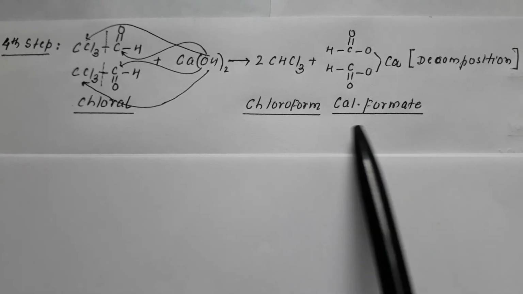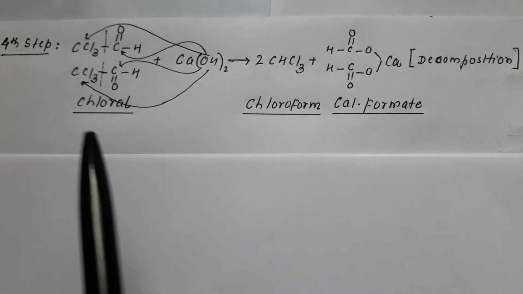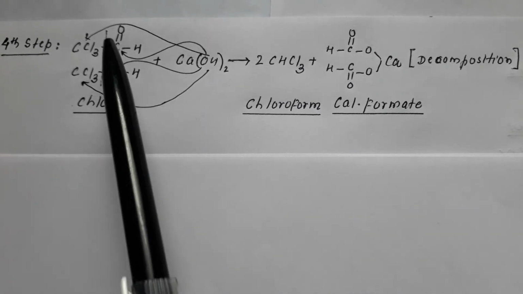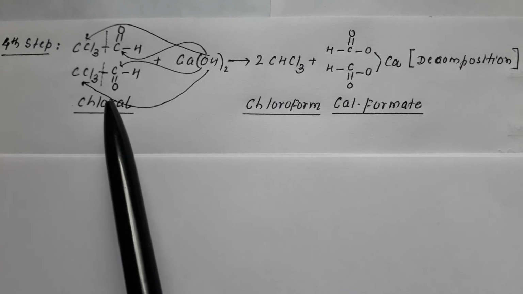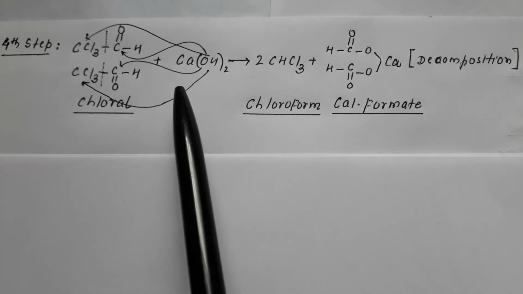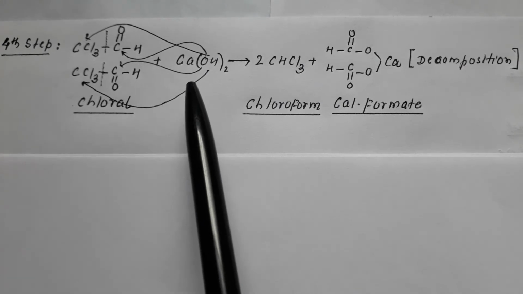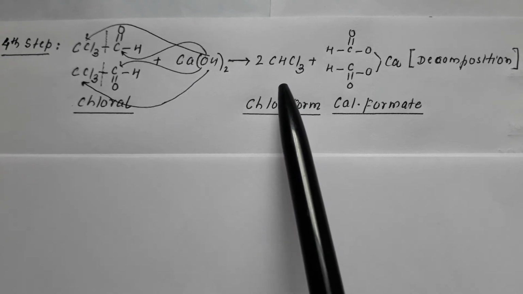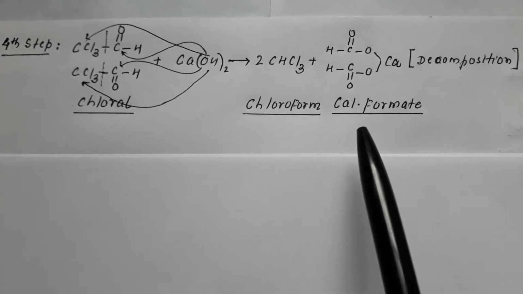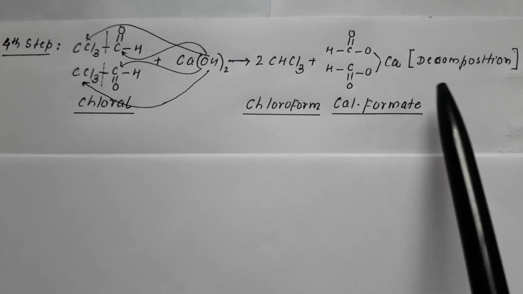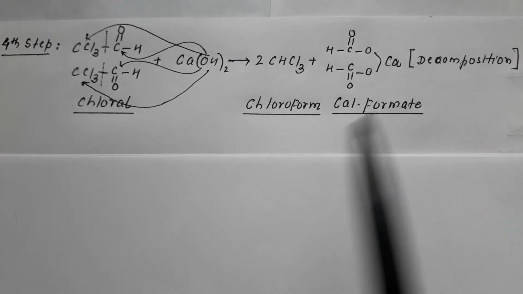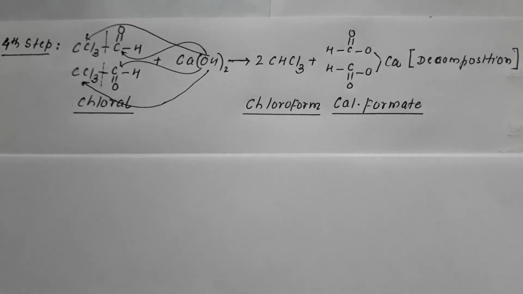Therefore it is termed as calcium formate, which means in the fourth step, 2 molecules of chloral will react with 1 molecule of calcium hydroxide, giving 2 molecules of chloroform and 1 molecule of calcium formate. This step is termed as decomposition. So conversion of ethanol into chloroform is a 4-step process.